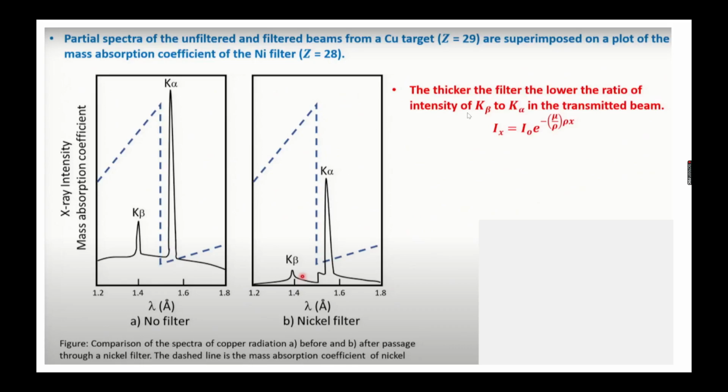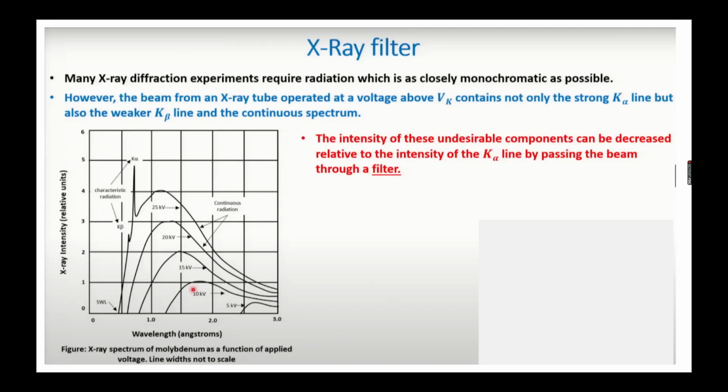Here also, the thicker the filter, the lower the ratio of intensity of K beta to K alpha in the transmitted beam. So it gives some relation of intensity and the mass absorption coefficient that can be useful to solve some assignment question if you have one. So the answer was B, K beta.